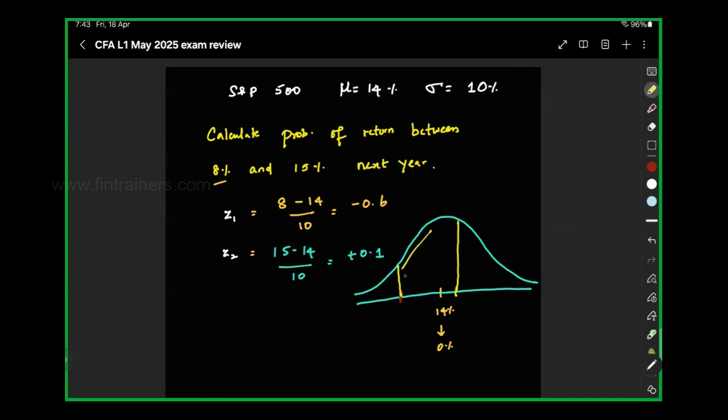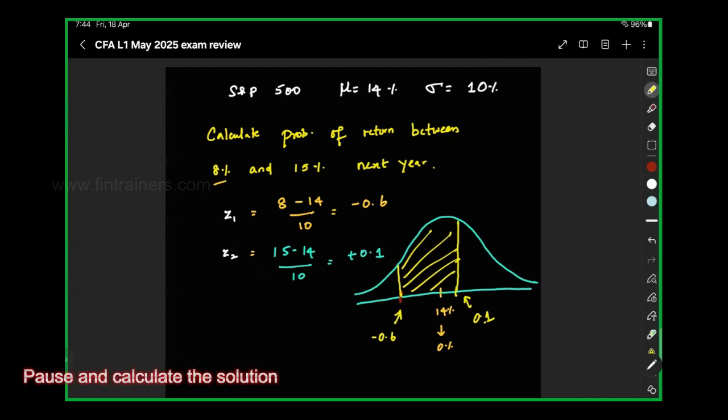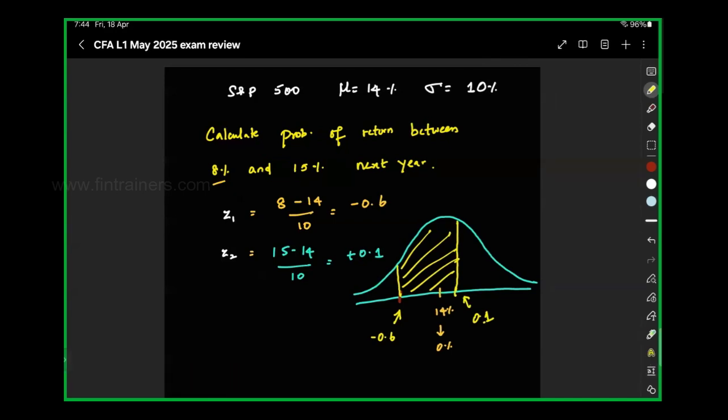What is the chance the return will be within this area where my Z value is minus 0.6, and on the positive side it is 0.1. So use your standard normal table and calculate that. The question online is how do we do minus 0.6? You will have a negative Z table. If you only have a positive table, that means you can find the area of 0.6.